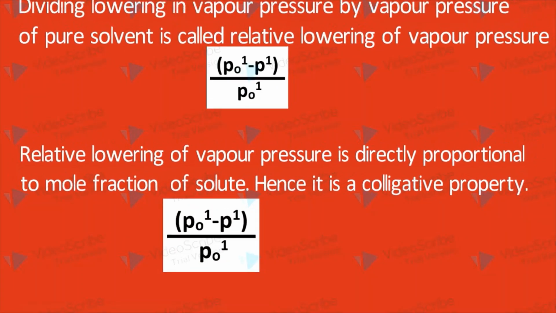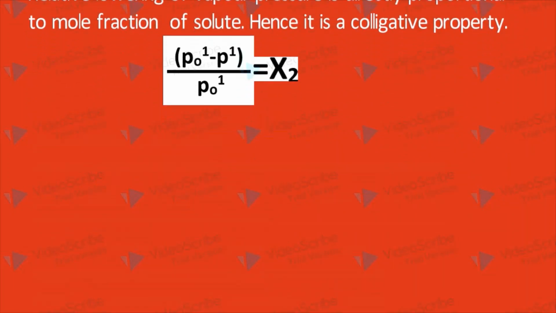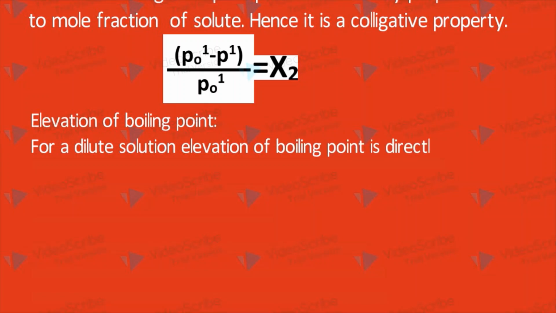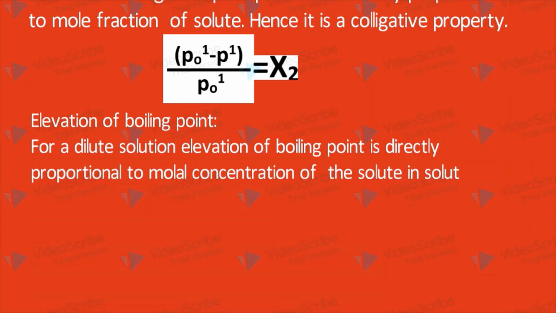Relative lowering of vapor pressure is directly proportional to the mole fraction of solute. Hence, it is a colligative property. P01 minus P1 divided by P01 equals X2. Elevation of boiling point. For a dilute solution, elevation of boiling point is directly proportional to the molar concentration of the solute in solution. Hence, it is a colligative property.